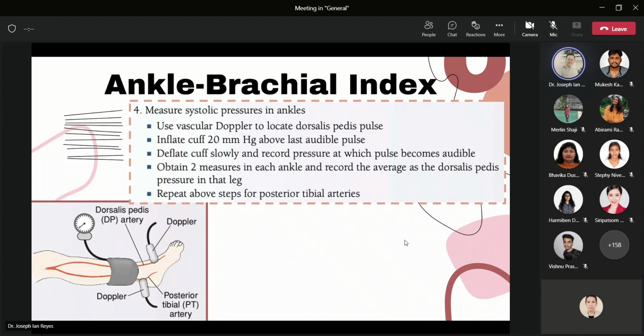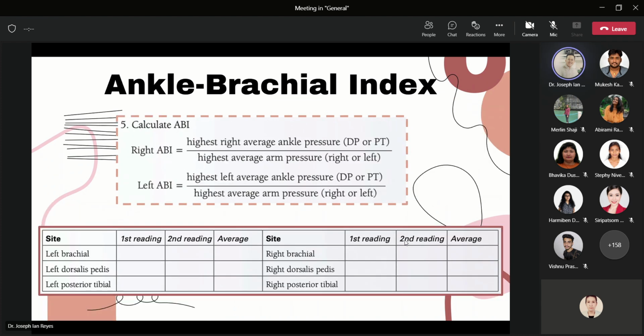Again, obtain two measures in each ankle and record the average as the dorsalis pedis pressure in that leg. Repeat the above steps for the posterior tibial arteries also. How to calculate? So this will be your formula: highest right average ankle pressure over highest average arm pressure, left or right.